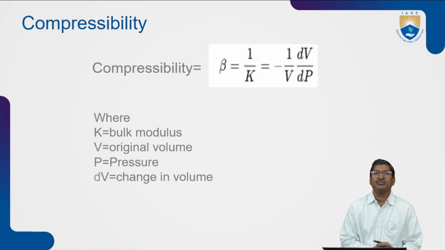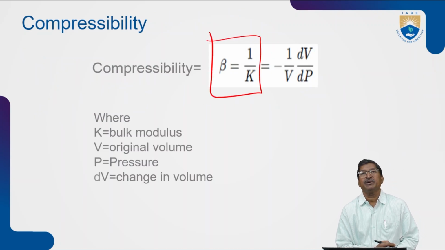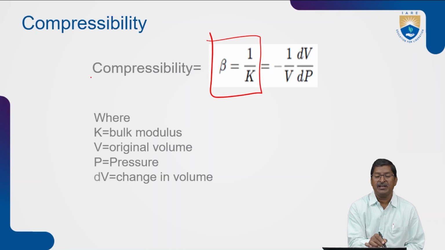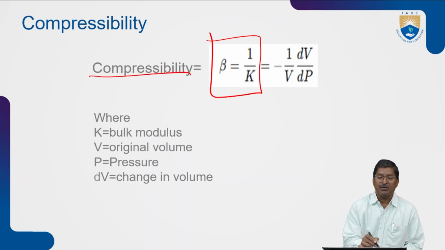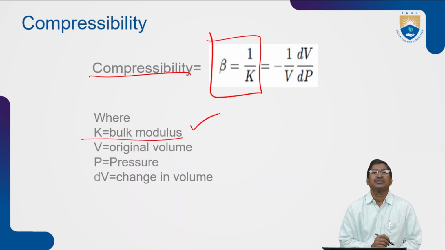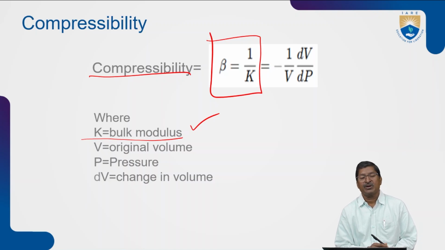So you can see here some formula. I already told you, beta is 1 by K. Here beta is called the compressibility of that particular fluid, where K is the bulk modulus. So if the bulk modulus is less, the compressibility will be more. If the compressibility is less, the bulk modulus will be more.